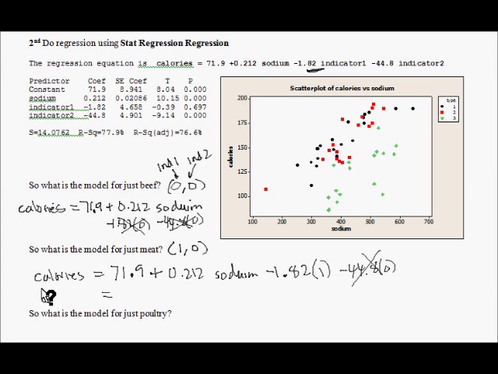So calories is going to be what? It's going to be, we'll take that away, it's going to go 70.08, looks like, if I take 1.82 away from 71.9 plus 0.212 times sodium. And finally for poultry, I think just about, let's scroll up a little bit.